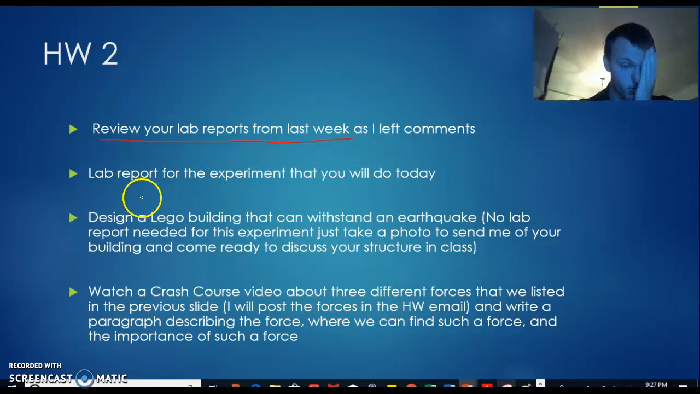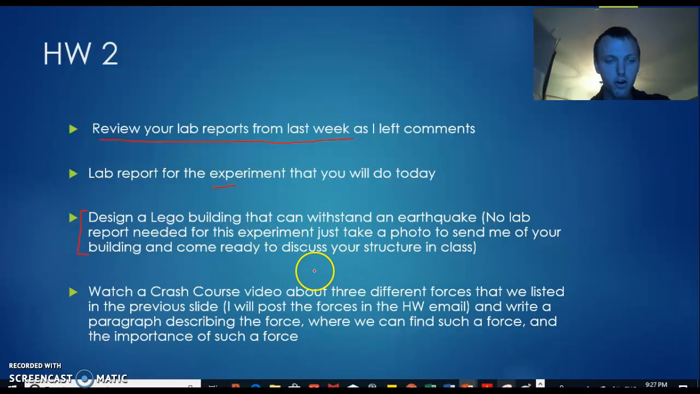And then the lab report for the experiment that you will have done today, we'll explain what the experiment is. There's just going to be 1 lab report for next week. And then afterwards, you're going to do your own little experiment. I think it's going to be quite fun. I wish I had Legos here to do it. You're going to design a Lego building that can withstand an earthquake. You're not going to do a lab report on it.